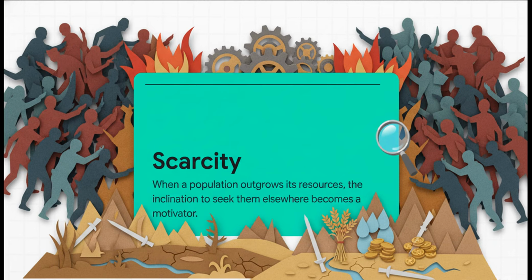The best way to think about this is like a historical pressure cooker. When you have a society that has more people than it can feed or support with the land and water it has, well, the need to get those resources from somewhere else becomes this incredibly powerful, almost primal reason for conflict. We're not just talking about wanting more stuff, we're talking about basic survival.